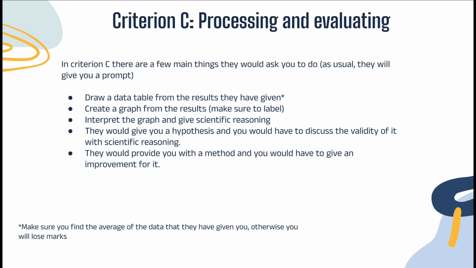And then they would provide you with a method, and you would have to give an improvement for the method. Maybe they didn't say to do it 3 times, maybe they forgot to give a specific measurement, so you have to give an improvement for the method, and usually it's 1 or 2 marks maximum.